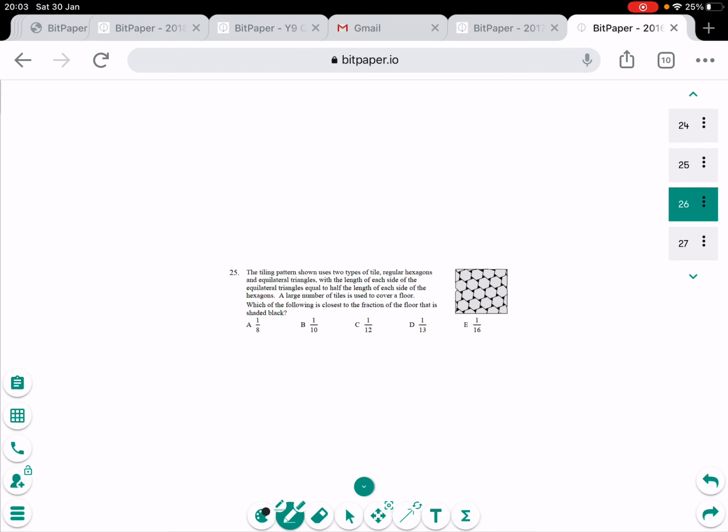For our last question, it's this tiling. What is the fraction of the floor that is shaded black? You can view it as one huge shape plus 2. So there's 12 plus 2, no, sorry, 11 plus 2, so 13. So that's D, which is our answer to question 25.